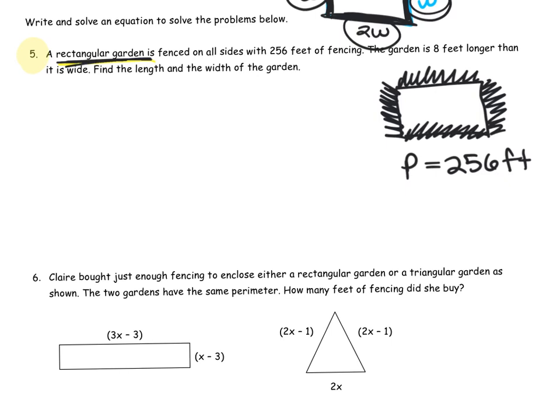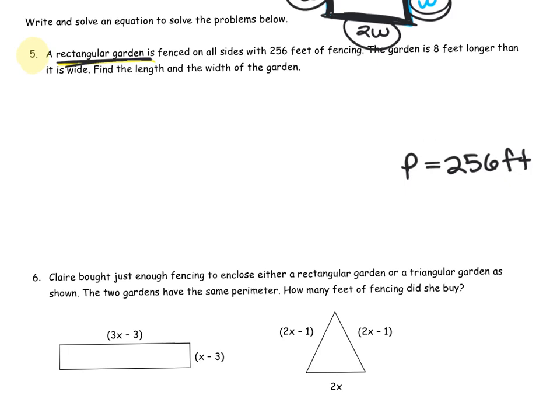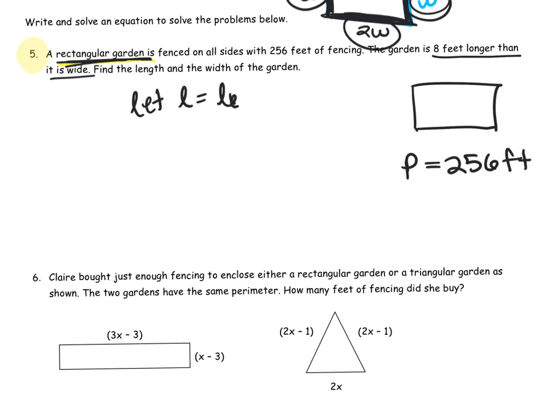The garden is 8 feet longer. I'm just going to rewrite this again. I just don't want it to look too busy, but you understand that there's fencing around the whole thing. The garden is 8 feet longer than it is wide. We're going to say let L equal the length, and we're going to let W equal the width. Sorry, I apologize. This should say length. That's my fault. The garden's length is 8 feet longer than it is wide.